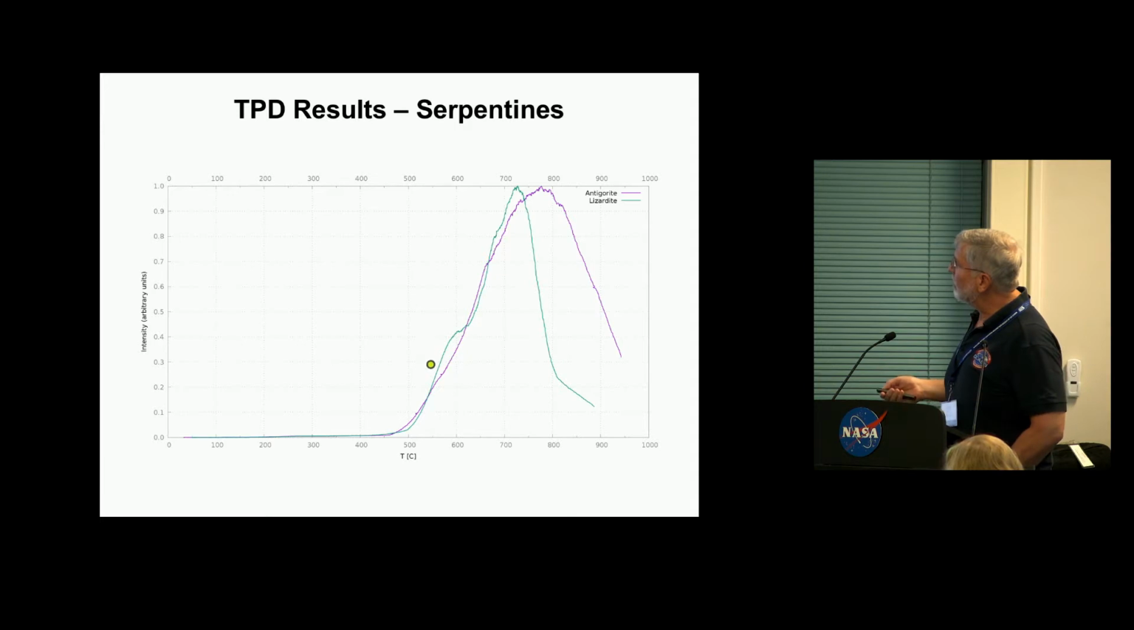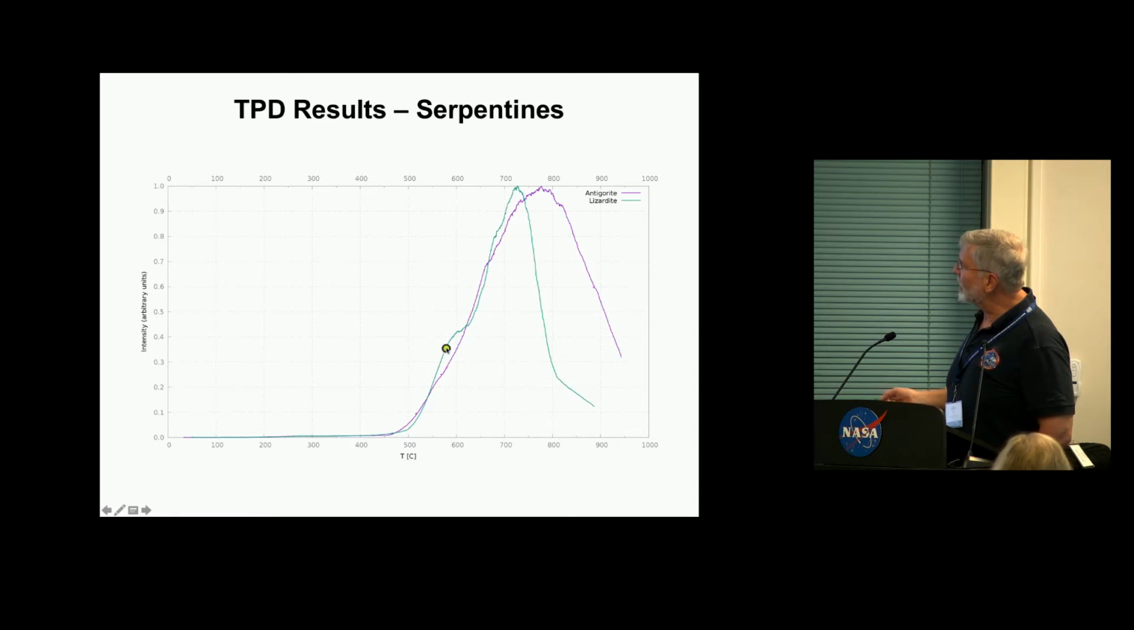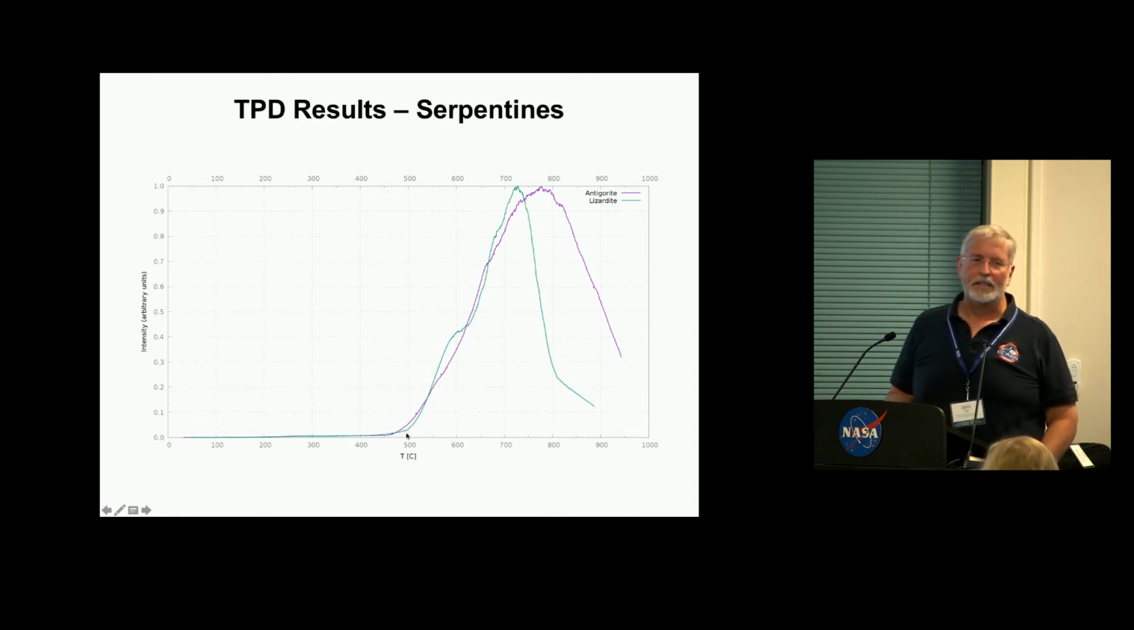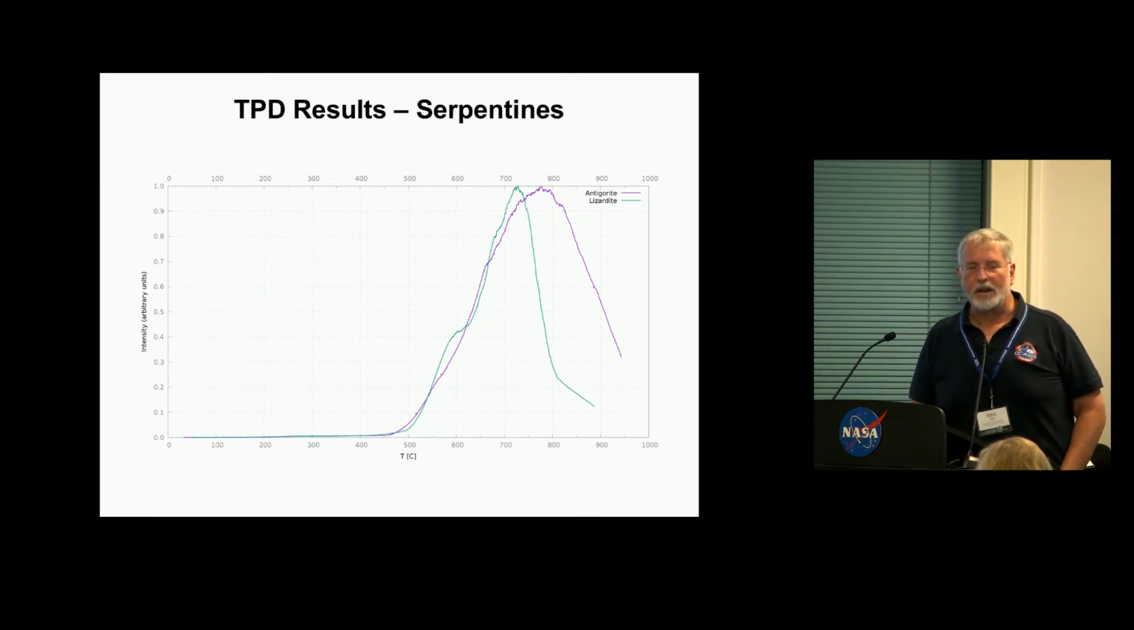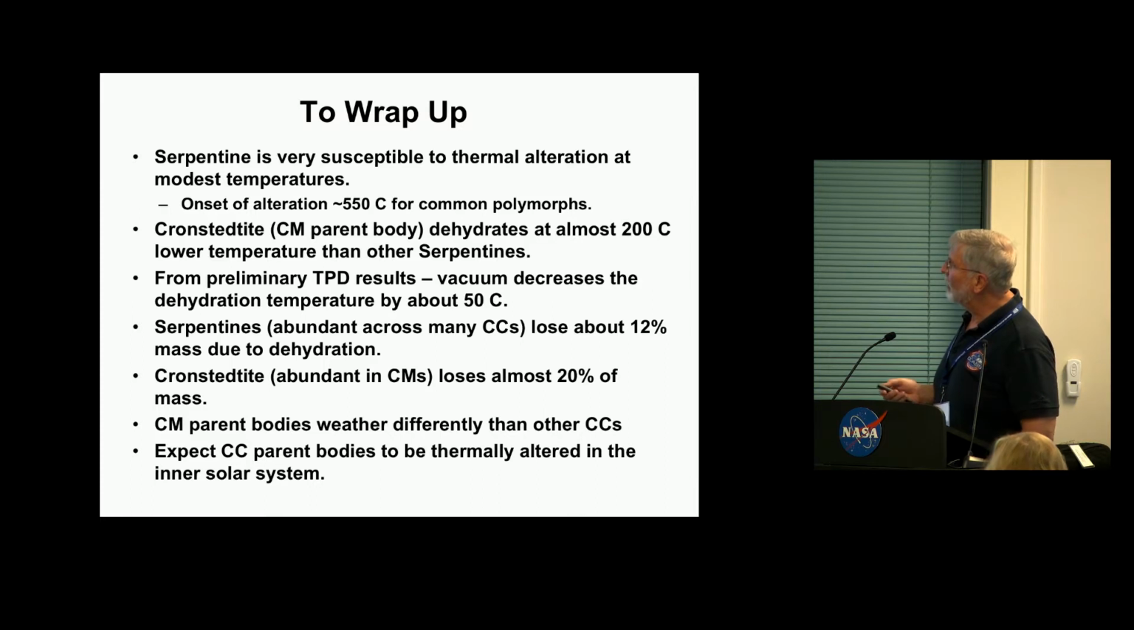And the approach here is that this is at about 10 to the minus 6th torr. But what happens is that you change the onset temperature by about 50 degrees. So it makes Cronstedtite even more susceptible in hard vacuum. So you get thermal alteration at fairly modest temperatures, even for the magnesium-rich serpentines.